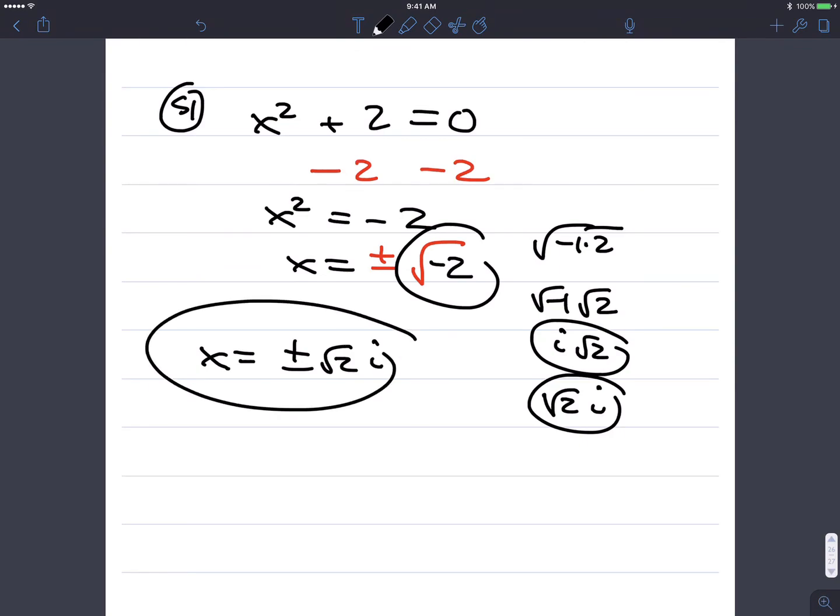Here's our solving part. Square root of 2i, minus square root of 2i. Here's the solution set.